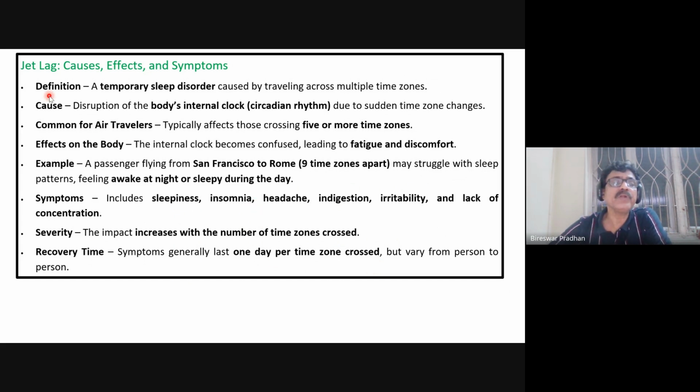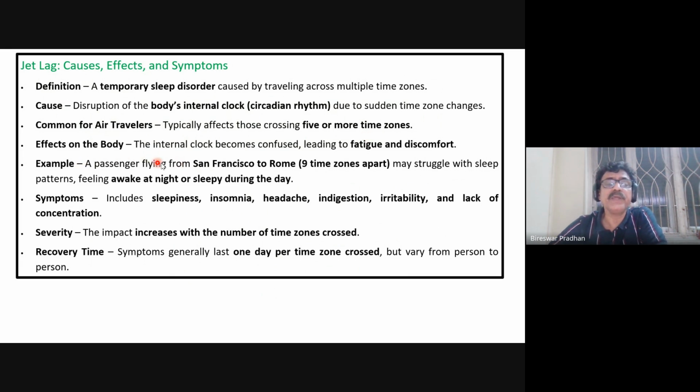Definition: what is jet lag? A temporary sleep disorder. Suppose you are going from India to the USA or Canada, where here it is day, there it is night. It is caused by traveling across multiple time zones, causing disruption of the body's internal clock, the circadian rhythm, due to a sudden time zone change. Common in air travel, it typically affects those crossing 5 or more time zones.